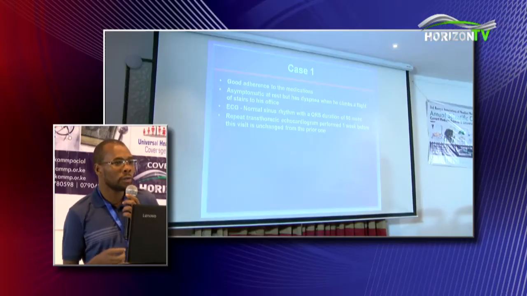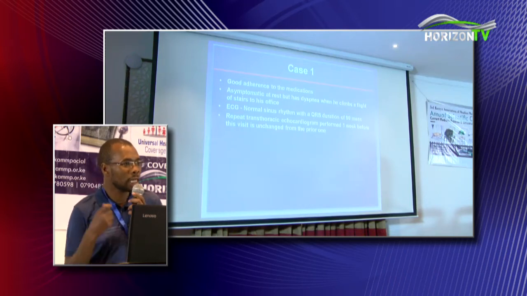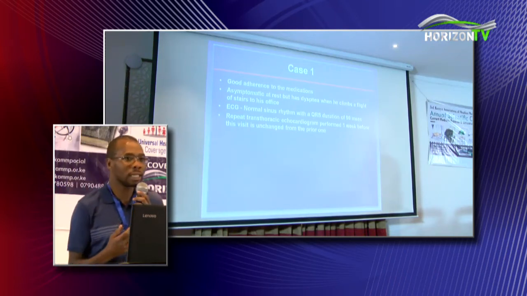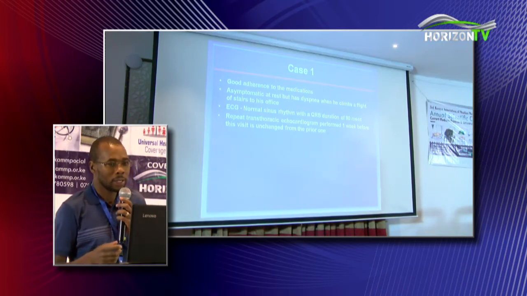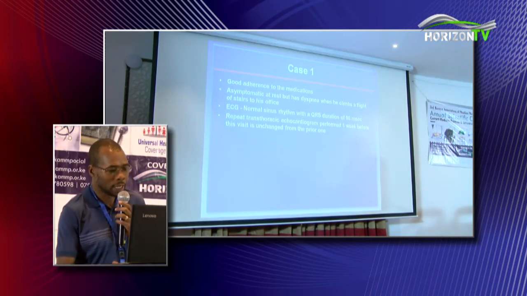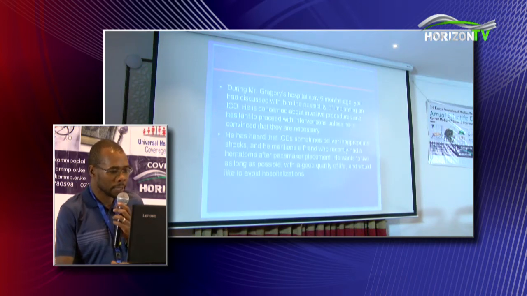So this patient is on good medical therapy and has come for subsequent follow-up. When you talk to him, he's adherent to his medication. He's asymptomatic at rest, but has dyspnea when he climbs a flight of stairs to his office. What functional class is that? Someone who gets dyspnea on climbing stairs to their office. Many doctors will put him in functional class 2. The ECG shows no sign of pain, with a QRS of 90 milliseconds, and the repeat echo 1 week before the visit is unchanged from the prior one.